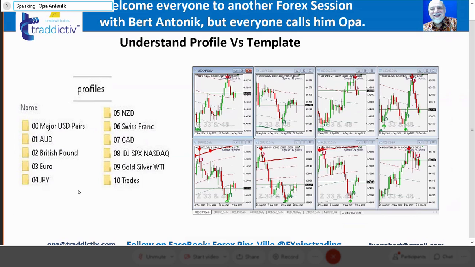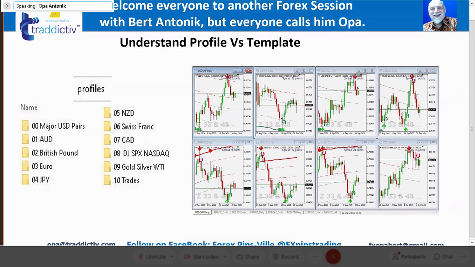Now, profiles are just a group of charts put together. So here you can see I put in what's called the major USD pairs. So these are all USD pairs. I put in 8 rather than just the 7, including the Singapore dollar, simply because it balances out the profile very nicely, and so it makes it easy to look and review.